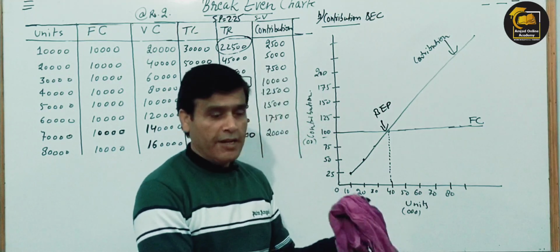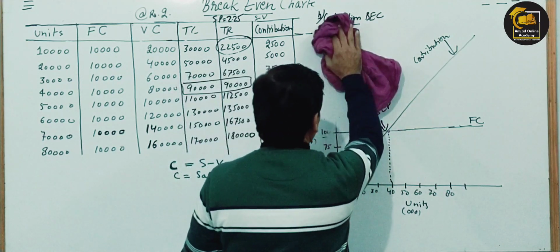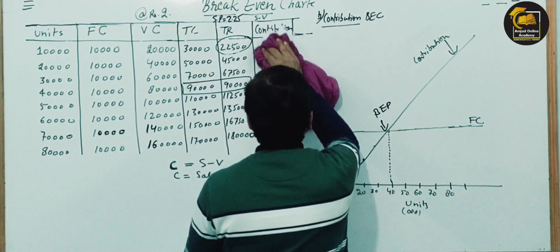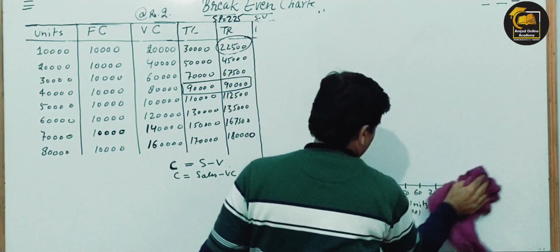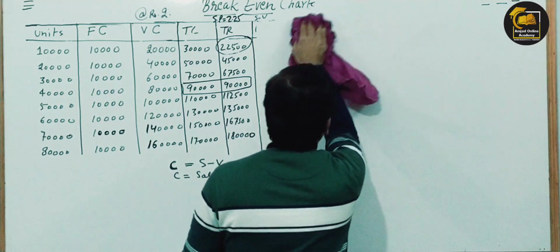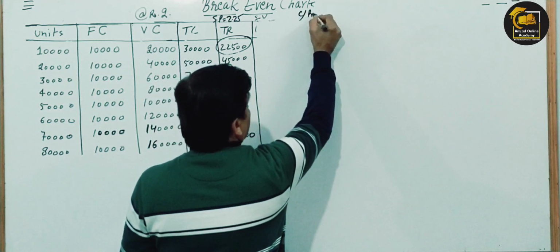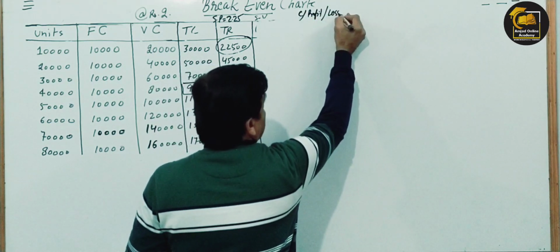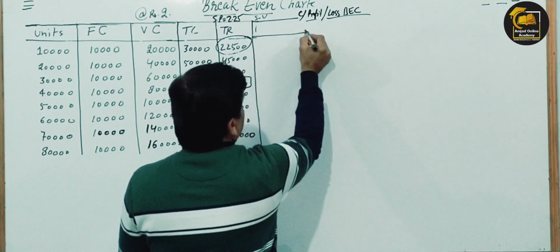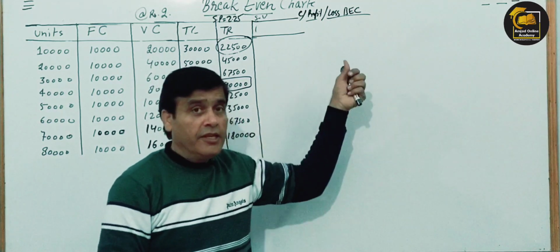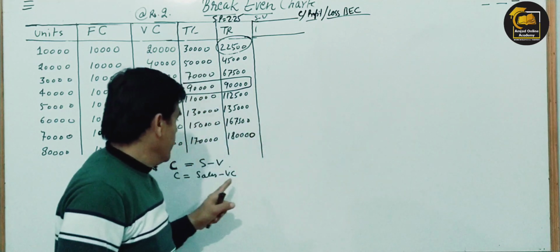Now coming to the third type of diagram, that is known as the profit and loss break-even chart. Okay, so it signifies that now again we are concerned here with profit and loss, not the contribution. I have told you the difference, right?